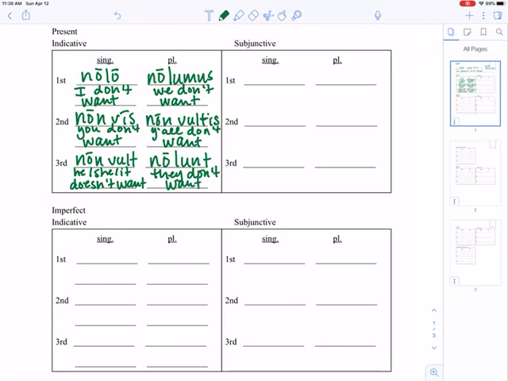Now, we could have also said is, am, or are not wanting. You could have said he is unwilling. That would have been fine too.